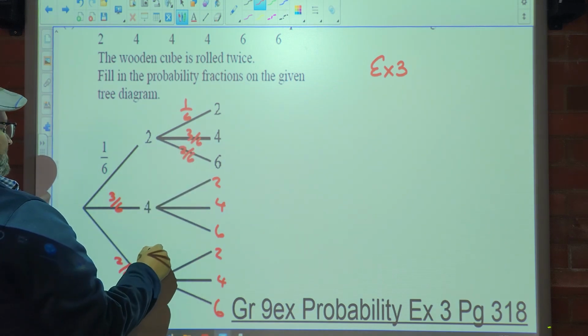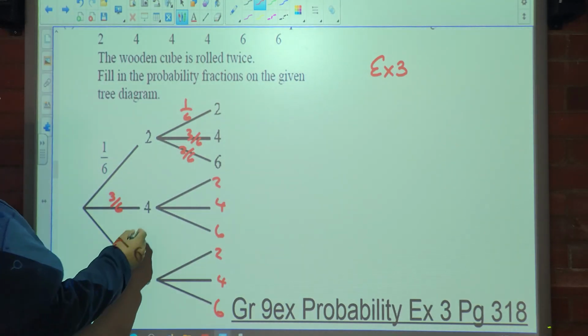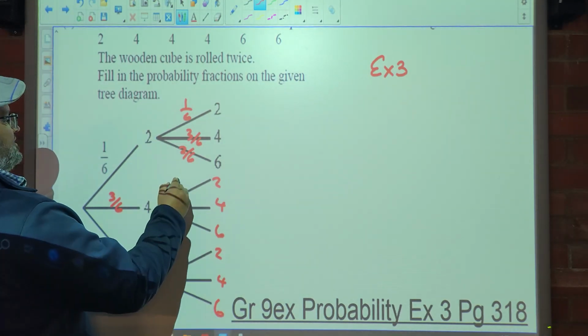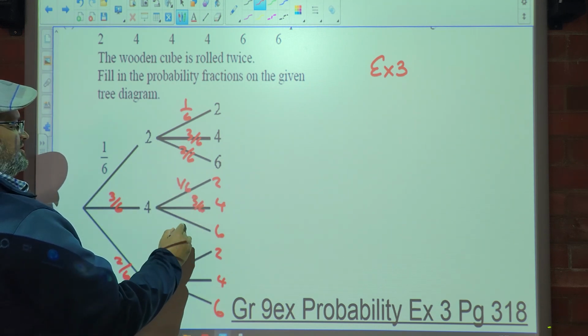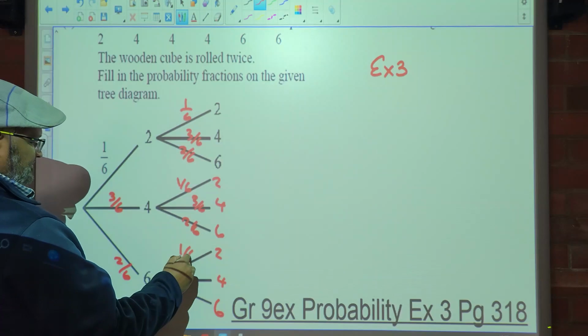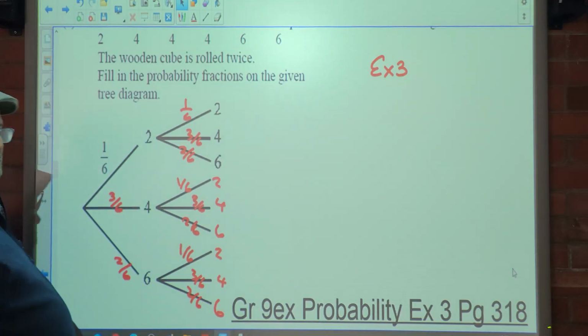2 out of 6. If you throw 4 on the first throw, what's your probability of 2 on your second throw? Still 1 out of 6. 4s? Still 3 out of 6. 6? 2 out of 6. And so on. Okay.